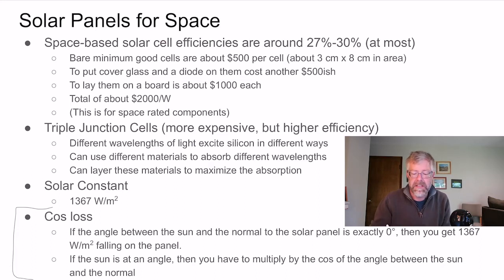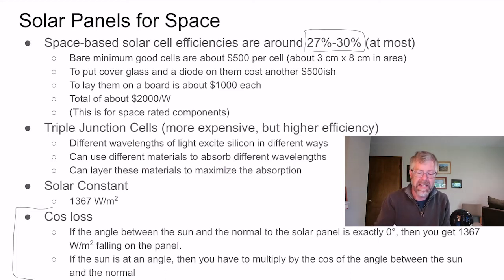Space-based solar cells are around 27 to 30% efficient, so they're significantly higher than efficiency down here on the ground. One of the reasons for that is because you want as little mass up in space as physically possible. And so you don't want a whole bunch of panels. You want just the right number of panels. So you buy the most expensive, the highest efficiency cells to bring the mass of the satellite down.